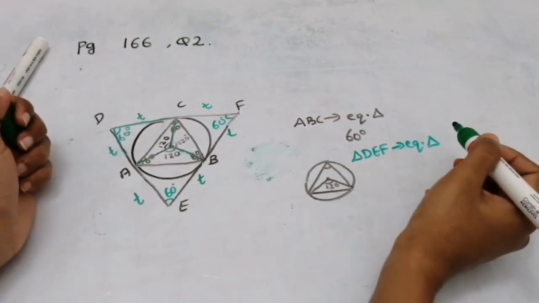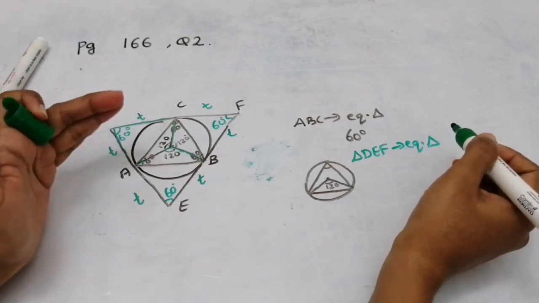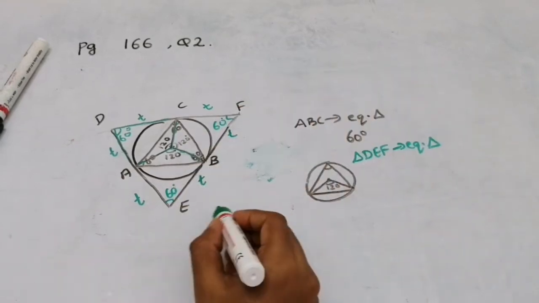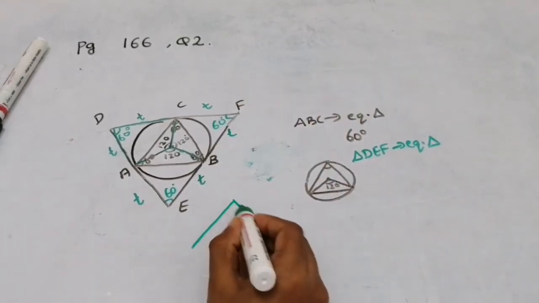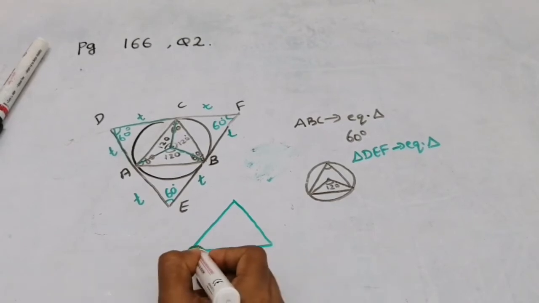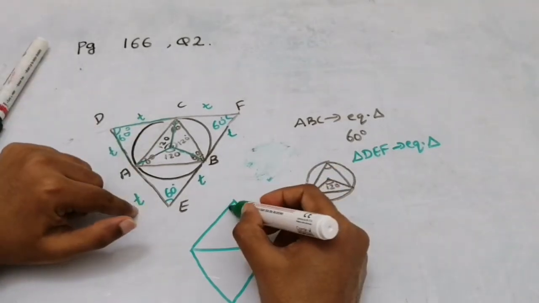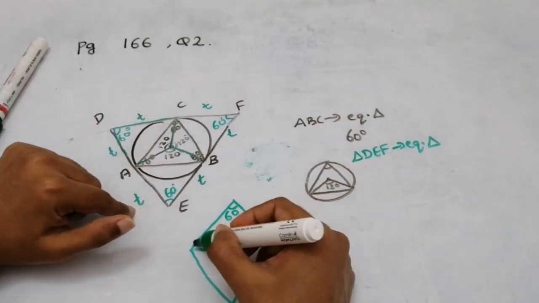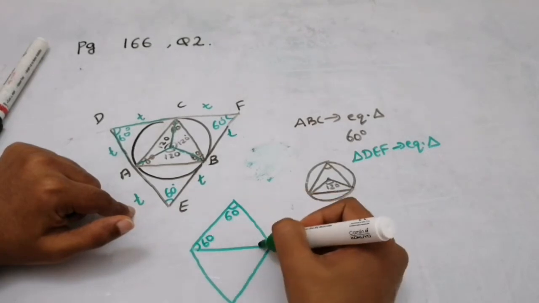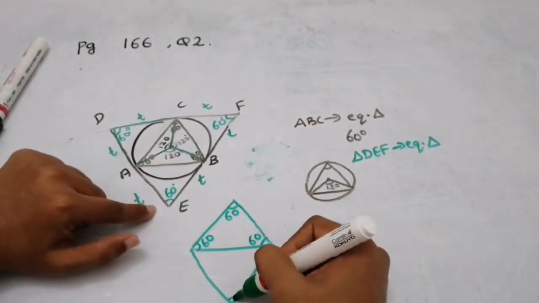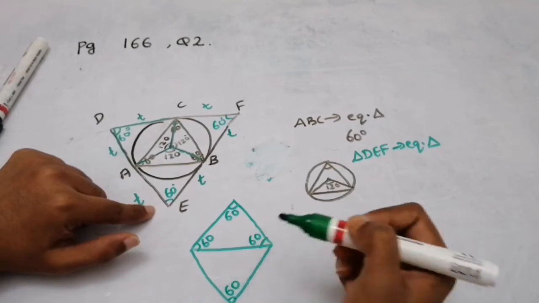Now moving on to the second part, the continuation. We have to prove that the sides are double. For that, I am just taking this triangle and this triangle, the upper triangle and lower triangle. So we know this is 60 degrees, this is 60 degrees and this is also 60 degrees. And even this angle is 60 degrees.